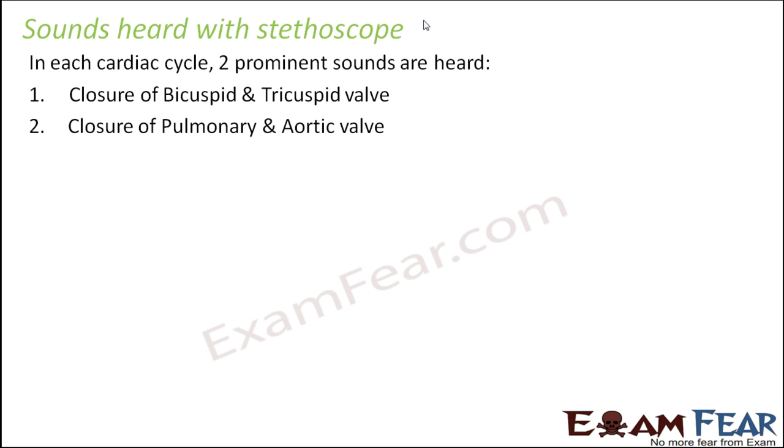Every time you hear one sound, it is for the closure of bicuspid and tricuspid valve. That means the blood has entered into the ventricles. The second sound is for the closure of pulmonary and aortic valve. That means the blood has gone out of the ventricles also. So these are the two prominent sounds which are heard in every cardiac cycle. And with the stethoscope, the doctor also hears those sounds, and they just see if the sounds are at proper intervals or not.